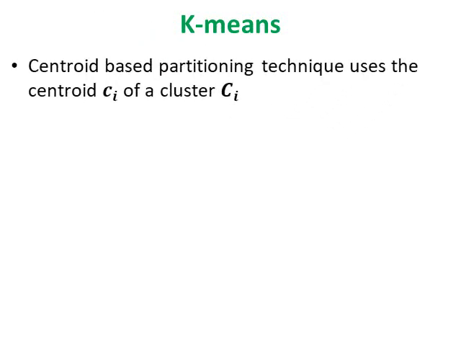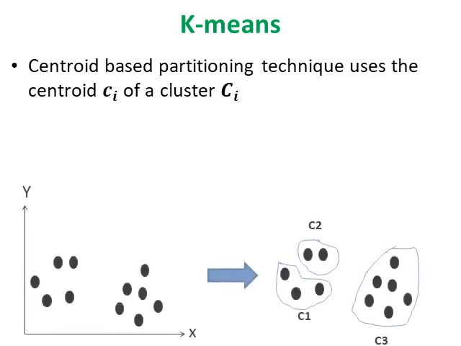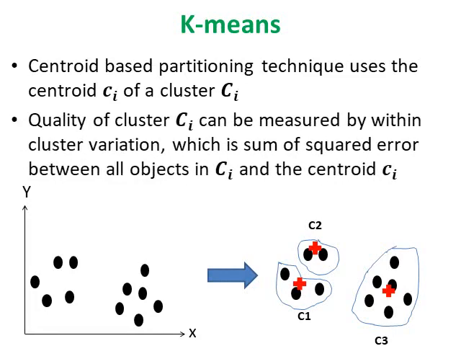K-means clustering is a partitioning method. It performs division of objects into clusters. In each cluster, we have a centroid, so it is called a centroid based partitioning technique. Normally, a centroid can be defined in various ways, such as by calculating the mean or median of objects assigned to the cluster. Here, centroids are indicated with red colored plus symbols. In the K-means algorithm, we calculate the centroids by using the mean of the objects.